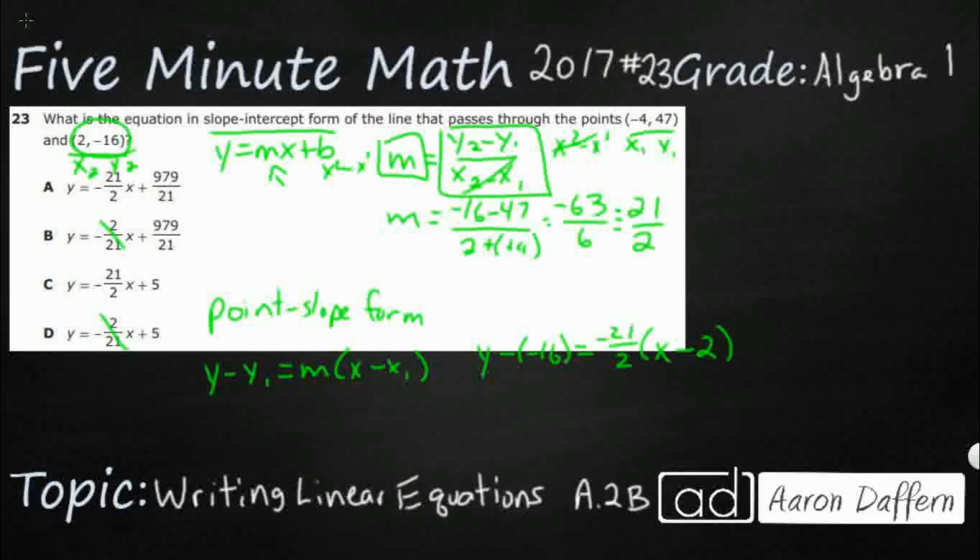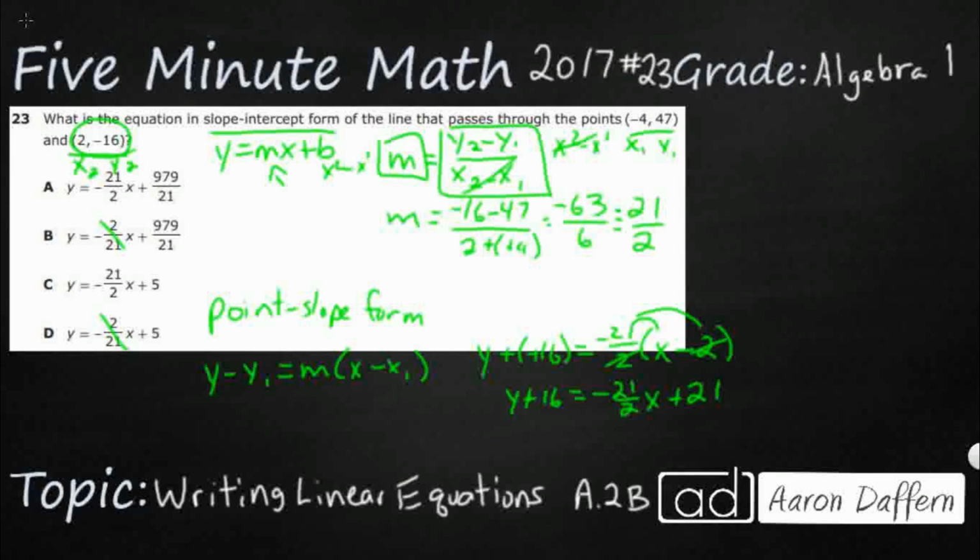And then I just need to distribute this out, simplify it a little bit. So the two negatives are going to make a positive. So y plus 16 equals, let's distribute this out. So negative 21 halves x minus 2. I've got the two negatives times each other, that's going to be a plus. Those 2s are going to cancel out, so that's going to be a plus 21.